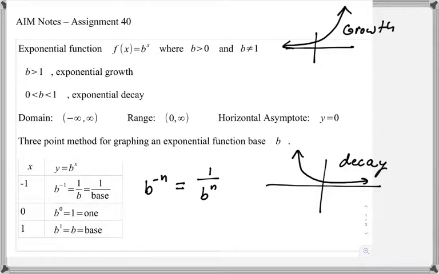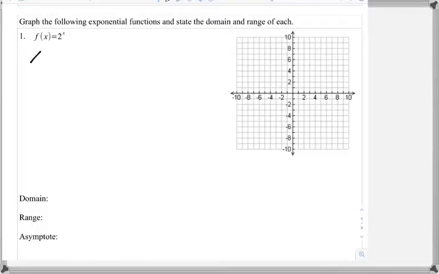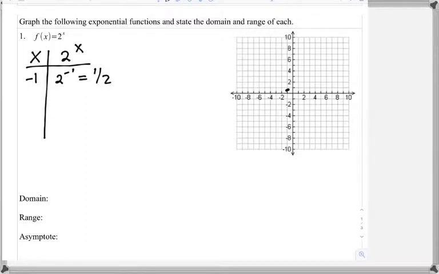Okay, so let's go ahead and graph an exponential. So we're going to graph f of x equals 2 to the x power. We'll also figure out what the domain is, the range, and the asymptote. So we're going to do the 3-point method, x and 2 to the x power. We're going to use the 3 points, -1, and so we'll have 2 to the minus 1, which is 1 over 2 to the first power, which is just a half, and so we'll go ahead and do our best guesstimate over here. Okay, so -1 and 1/2.